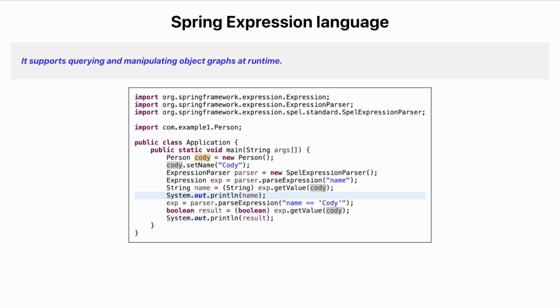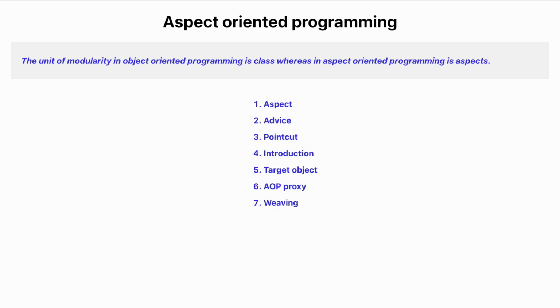In the get value method, we pass the person instance and we are typecasting to the corresponding type. Aspect oriented programming. The unit of modularity in object oriented programming is class, whereas in aspect oriented programming it is aspects. These are the terms used in aspect oriented programming.